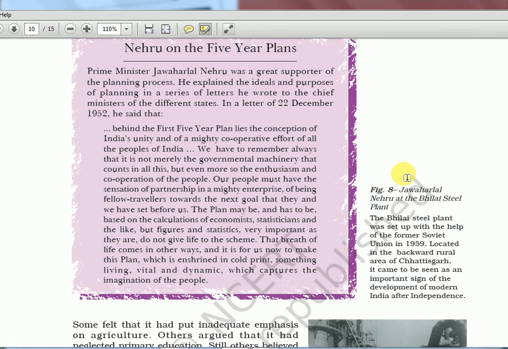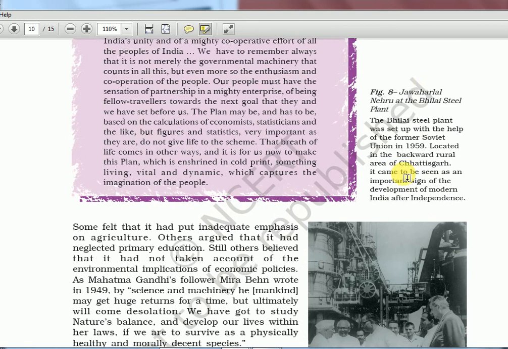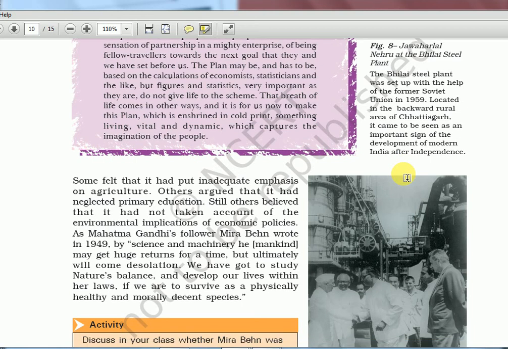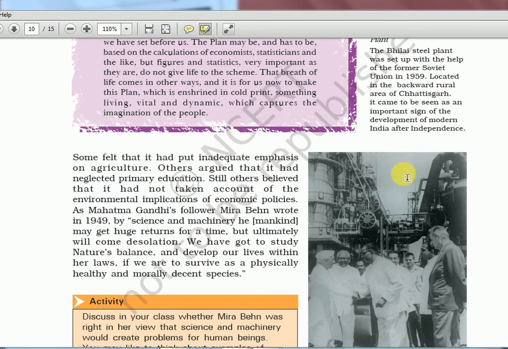Then Nehru's 5-year plans, again they are focusing on what his vision was. So I told you his industrial vision. He had this tie-up with the USSR. Okay, he was great friends with the USSR leaders at that time. Most of our space missions, initial nuclear technology, everything initially began with the support of the USSR only. So here again one Bhilai steel plant is shown in Chhattisgarh. Okay, at that time it was Madhya Pradesh.